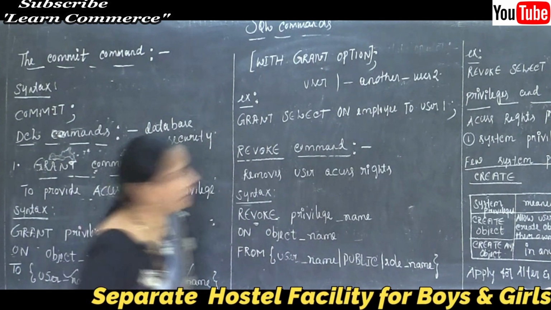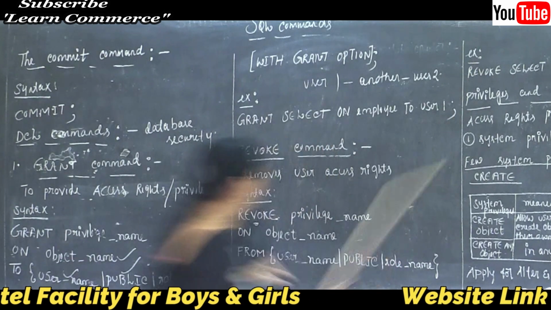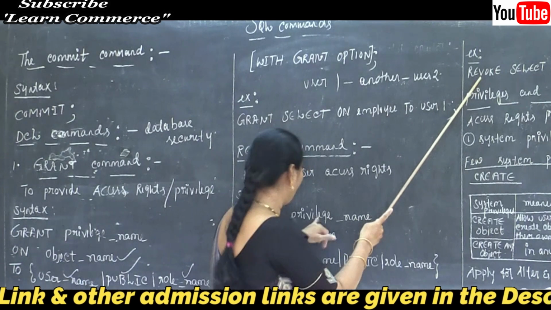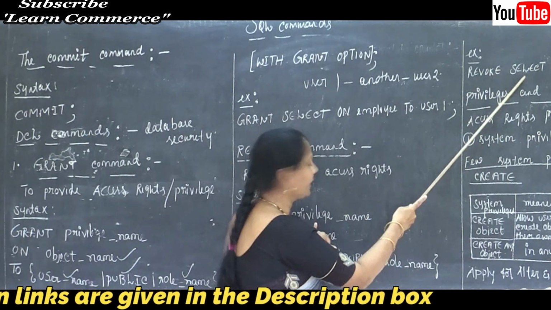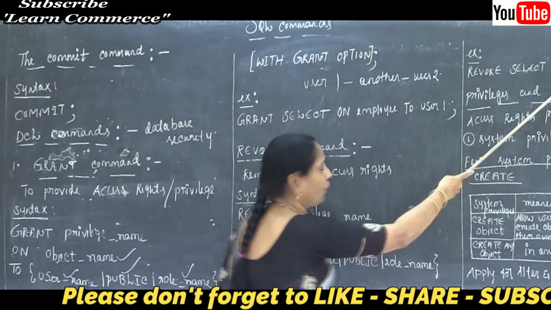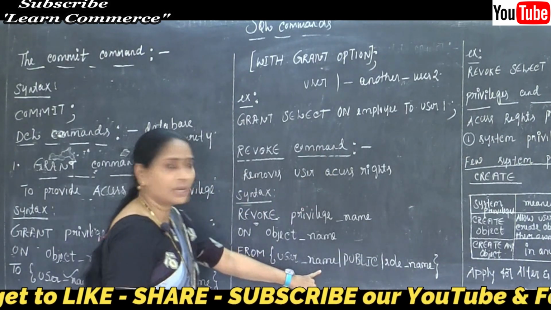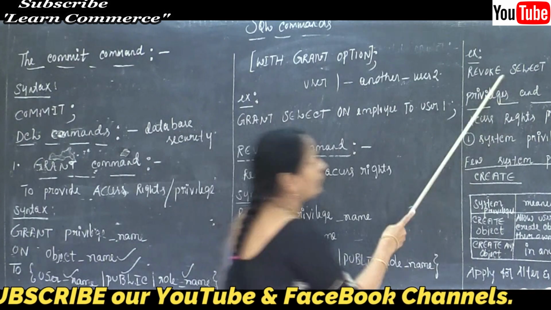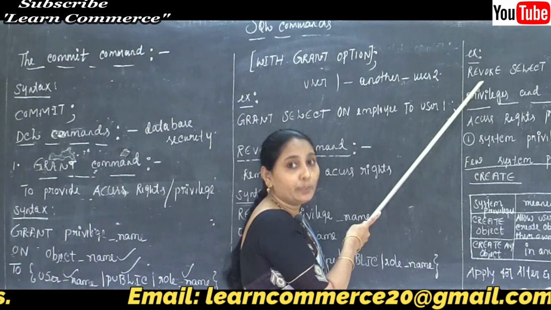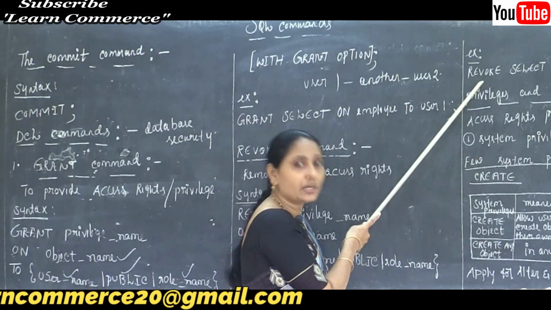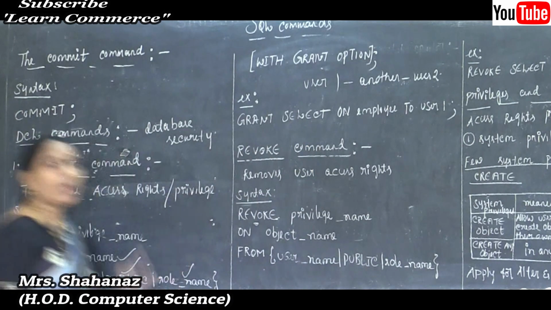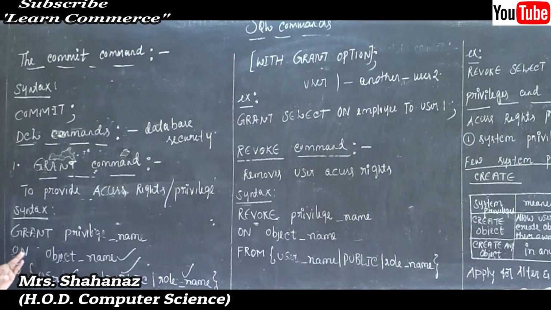Why? Because I already wrote an example using such a syntax. The example is revoke, and the privilege_name is select, on object_name, the table name is employee, from user 1. So this explanation tells that it removes the select permission just from user 1, but user 2 still has the select permission on the employee table.